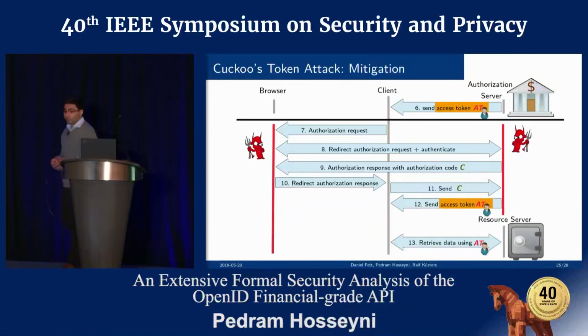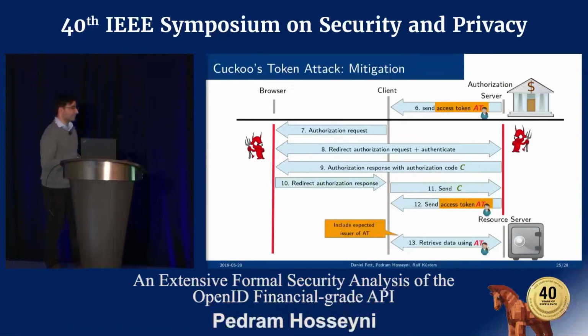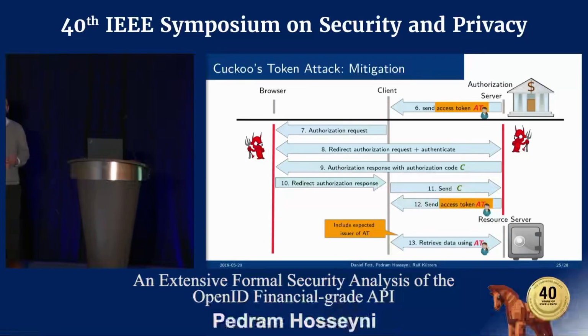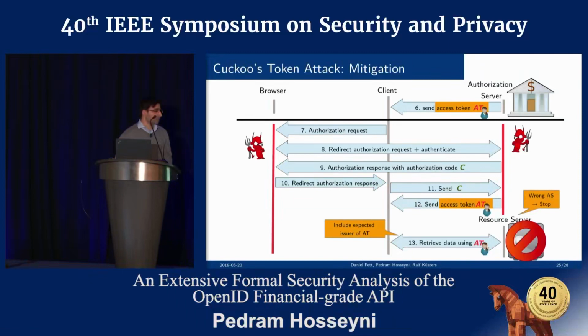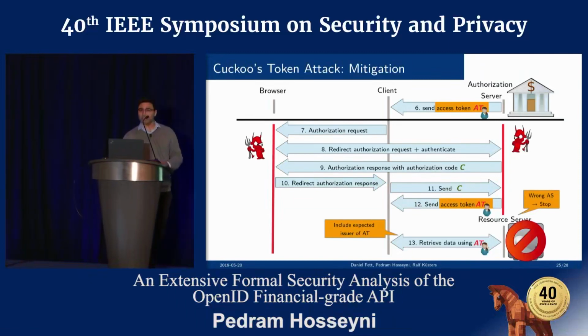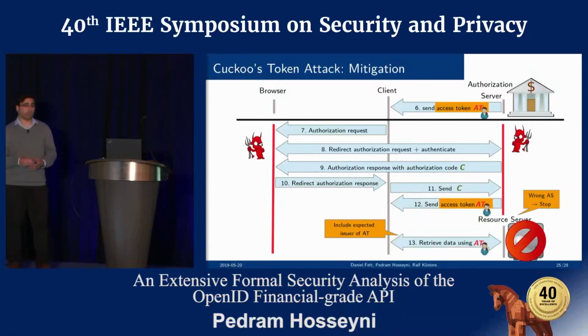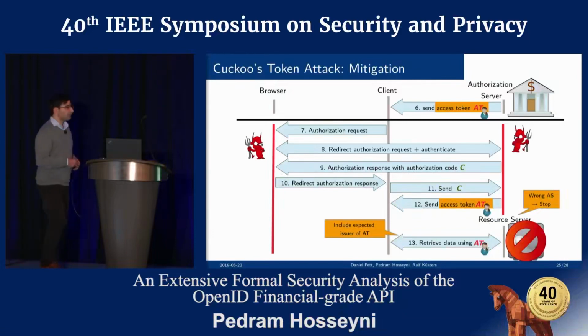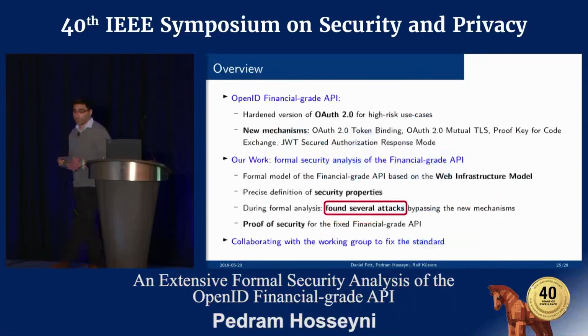Now, the mitigation that we propose for this attack looks as follows. The client should be required in the last step to send the expected issuer of the access token to the resource server. So just say, OK, I got the access token from the attacker authorization server. And at this point, the resource server can stop the flow, because typically in OAuth, one resource server manages resources of one authorization server, which means that the resource server can detect that this access token was injected into this flow and can stop the flow.